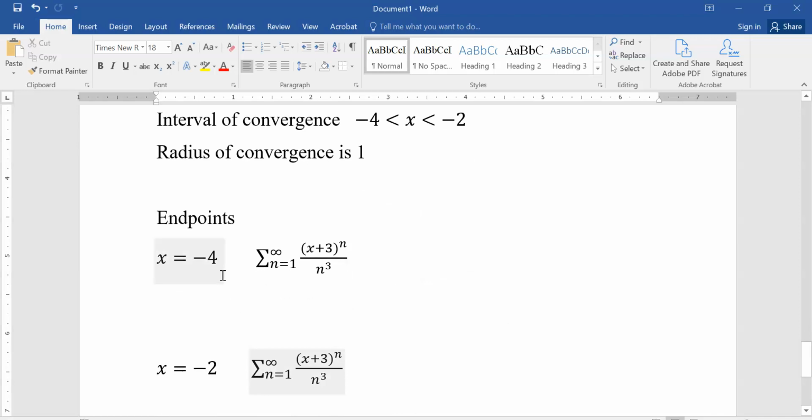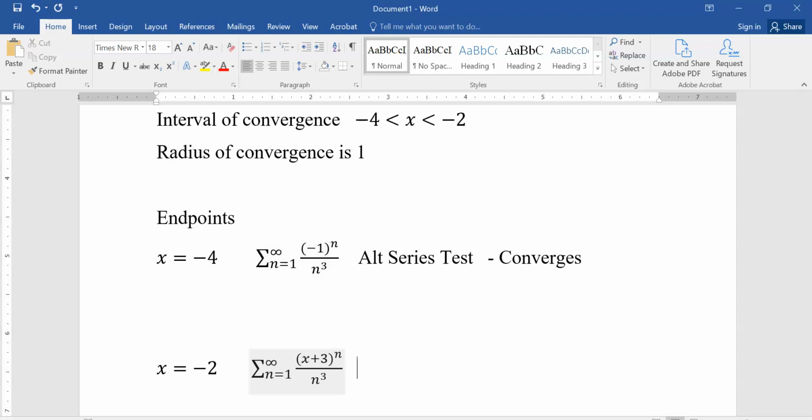Now, when you look at the endpoints and whether the series converges at the endpoints, I'm going to do this by hand. Plug in -4 first. -4 plus 3. It actually doesn't matter which one you plug in first, but you plug -4 into the x. You end up with (-1) to the nth power over n to the third. By the alternating series test, this thing has to converge. I'm not going to go through the whole thing, but this series converges because of the alternating series test: 1 over n to the third decreases to 0.